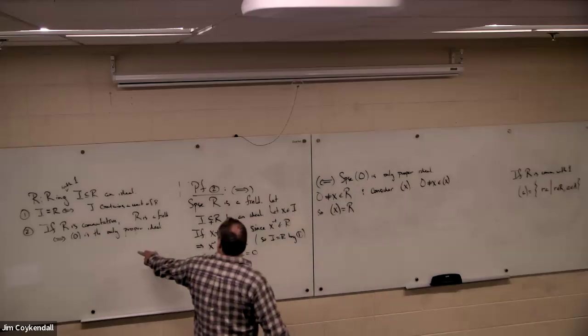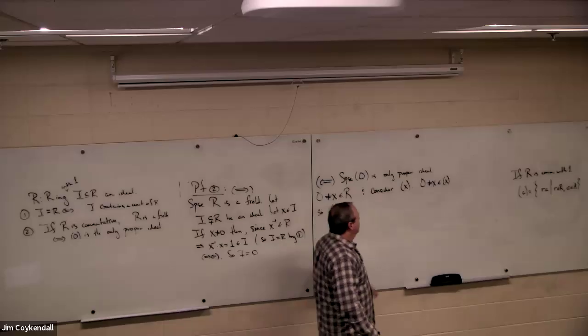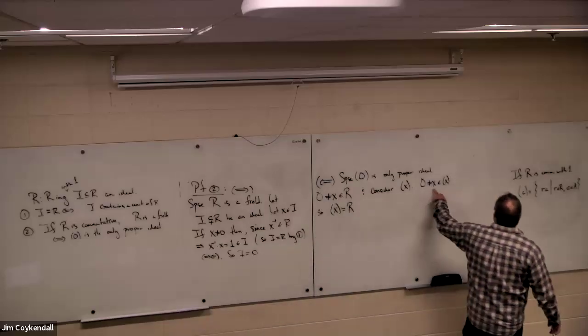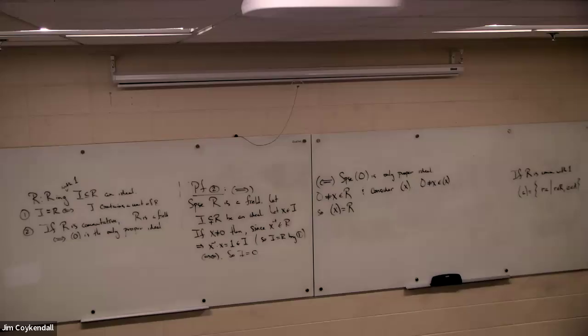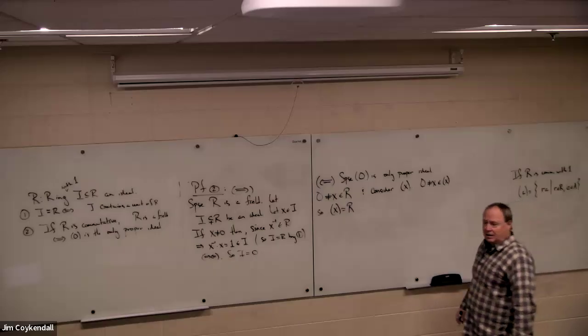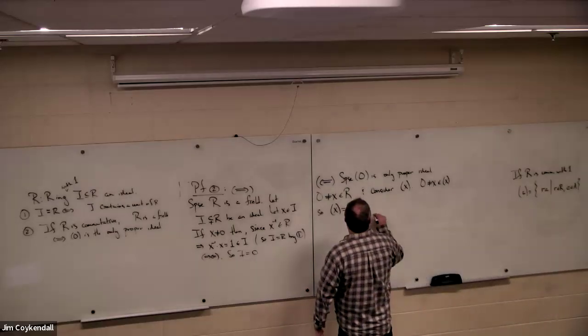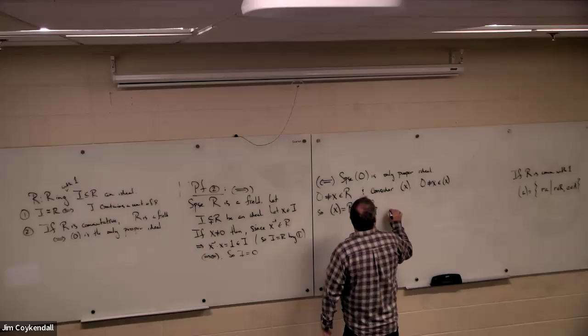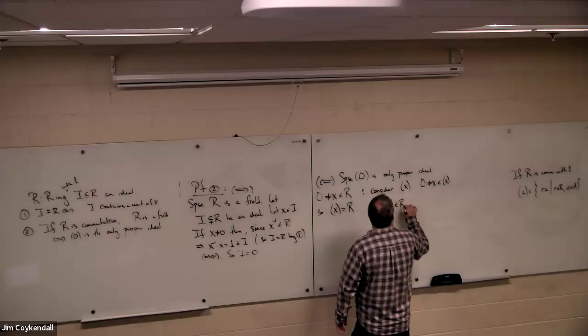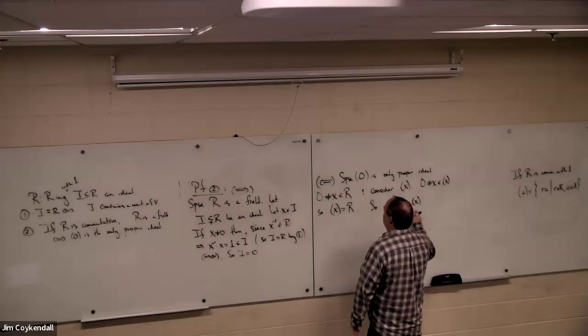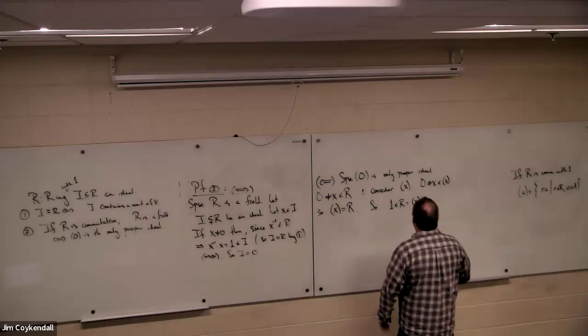Notice our assumption is that 0 is the only proper ideal. And since X is a non-zero element, the ideal generated by X must be all of R, because the only proper ideal is 0, and the ideal generated by X has X in it, which is not 0. So the ideal generated by X must be all of R. So 1 is in the ideal generated by X.